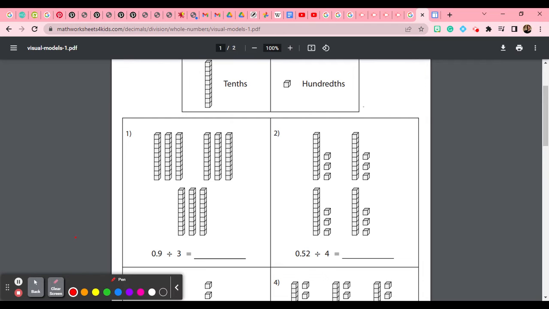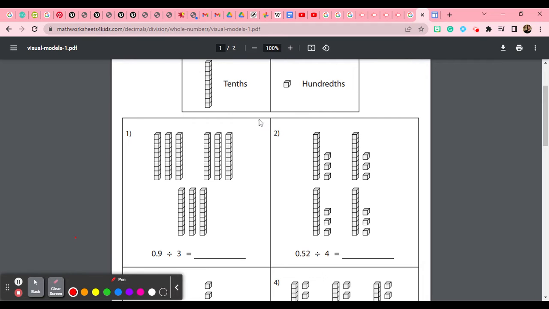We're going to talk about using models to do division. Now, this will be division with a whole number as the divisor, which, remember, the divisor is the one outside of the house. The dividend is the one underneath the house, and those will have the decimals in these problems.